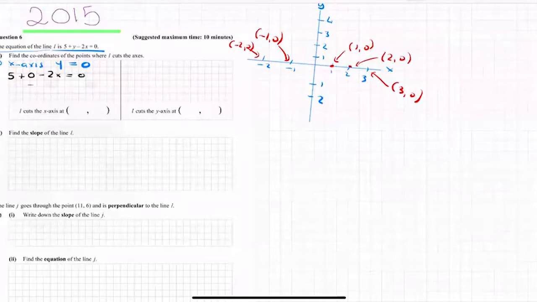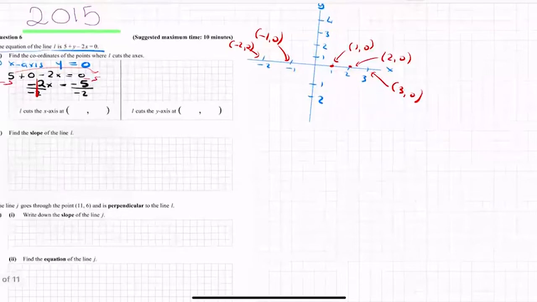Okay, letters to one side, numbers to the other. So either minus 5 from both sides or bring across that 5, whichever way you think about it. But either way, you're going to get minus 2x being equal to minus 5. Divide both sides by minus 2, which is the number in front of x. Minus 2 and minus 2 cancel. Minus 5 over minus 2 gives me 2.5, or 5 over 2, whichever way you want to write it.